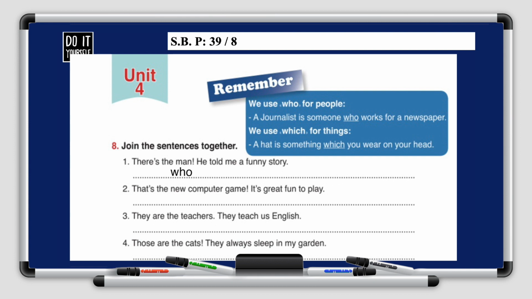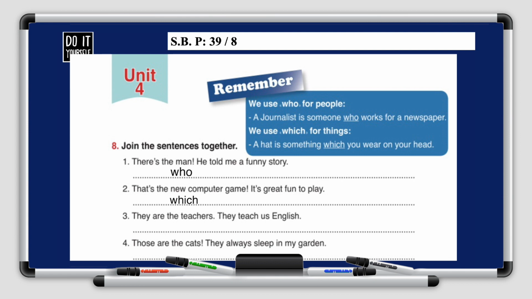2. That's the new computer game. It's a great fun to play. Let's connect those 2 sentences. The new computer game. Is it a thing or a people? It's a thing. So what are we going to use? We're going to use which for things. A computer game. That's the new computer game, which is great fun to play. Remember, we dropped the pronoun it. That's the new computer game, which is great fun to play.